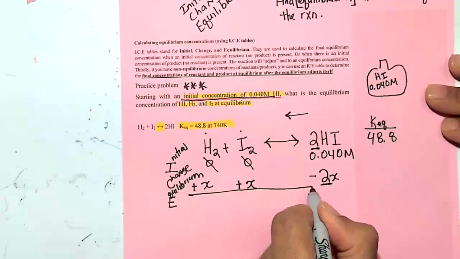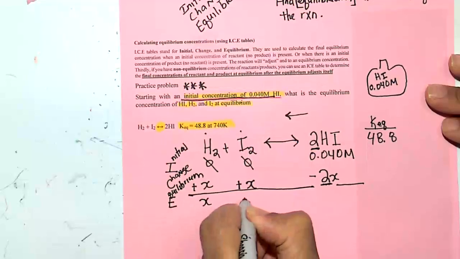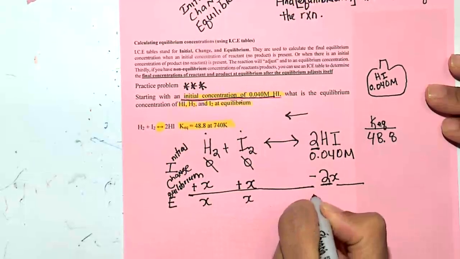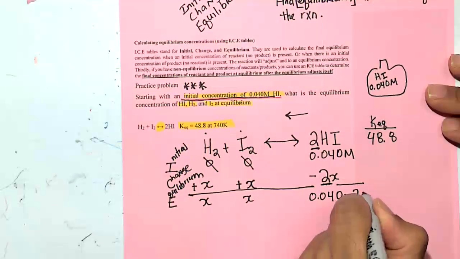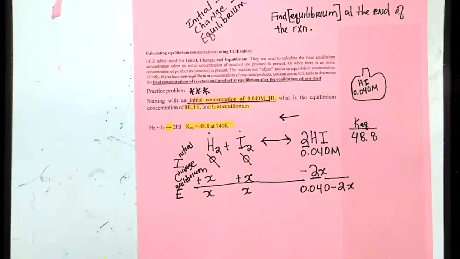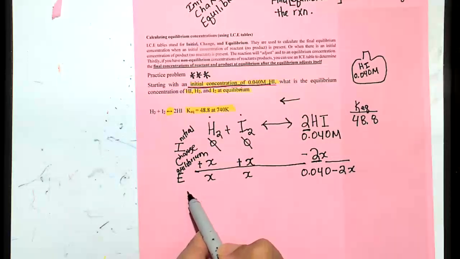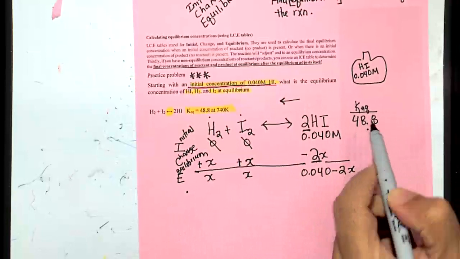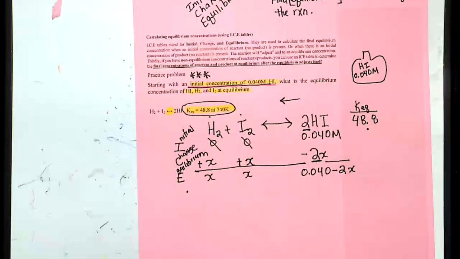what will be the equilibrium concentrations? The equilibrium concentration of H2 will be x, I2 will be x, and HI will be 0.040 minus 2x. So these are the equilibrium concentrations. This is the equilibrium constant. Let's put everything in. We'll plug into the equilibrium constant.